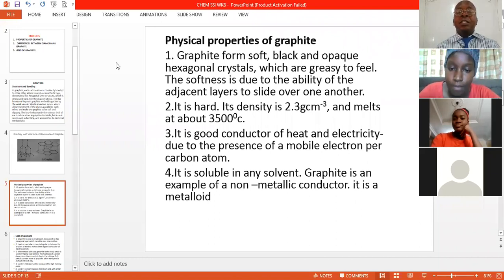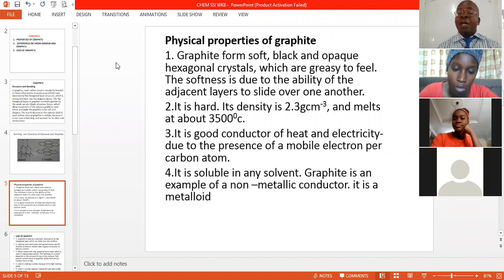The softness is due to the ability of the adjacent layers to slide over one another. Number 2, graphite is hard. It has a density of 2.3 gram per cm cube, and melts at about 3,500 degrees Celsius. But it's not as hard as diamond.